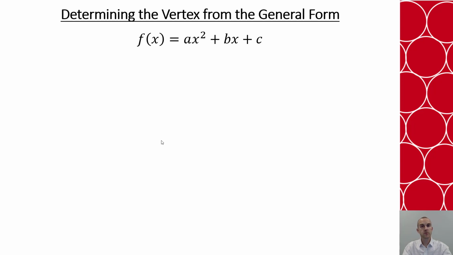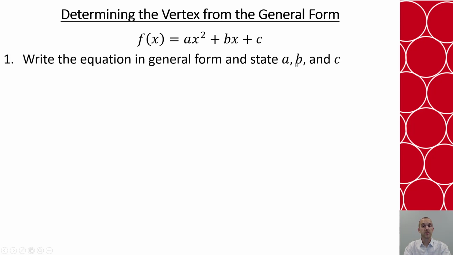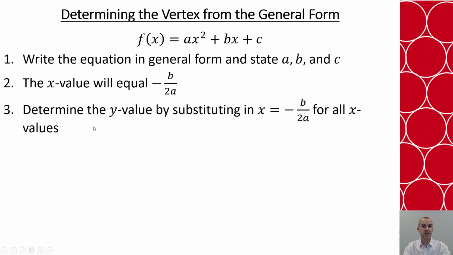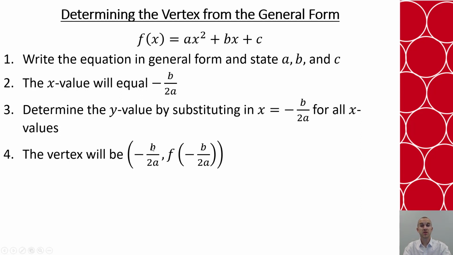Now, say we're in general form, and we don't want to convert all the way over to vertex form and have to deal with squaring and all the other things that come with completing the square. We can find the vertex as long as we first put it in general form and make sure we understand what our coefficients are and what our constant is. The x value of the vertex can be found by taking negative b over 2a. Then to find the y value, we would substitute that in for all the x values and then simplify the expression. When it's formally written, we say that the vertex would be negative b over 2a, comma, the function at negative b over 2a. In other words, the substitution.